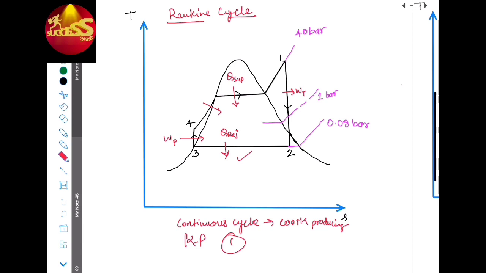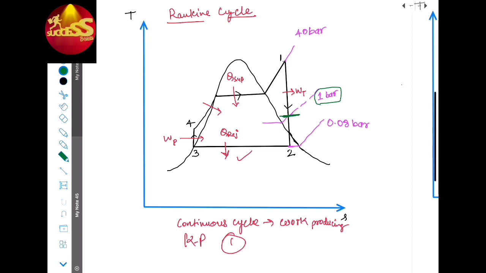But the person who is asking why we need a condenser can argue that okay, we can reject the heat without any use of a condenser. We just reject the heat into the atmosphere from this point. He will argue that this is the 1 bar atmosphere. Expand the steam till this point and reject all the steam into the atmosphere. Automatically, heat is rejected.